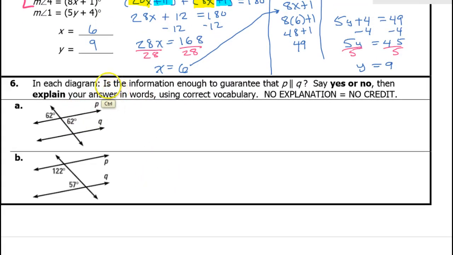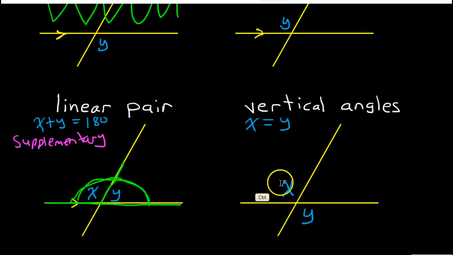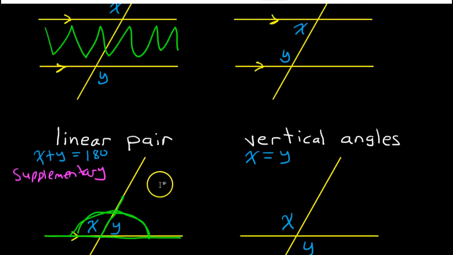Okay, in each diagram, is the information enough to guarantee the lines are parallel? Then we have to explain. Look, vertical angles are always equal, regardless of whether the lines are parallel or not. So this is not enough to guarantee the lines are parallel. Looking at our notes here, vertical angles are always equal. Remember how I took away the parallel lines? Because it has nothing to do with parallel lines. Same with a linear pair.